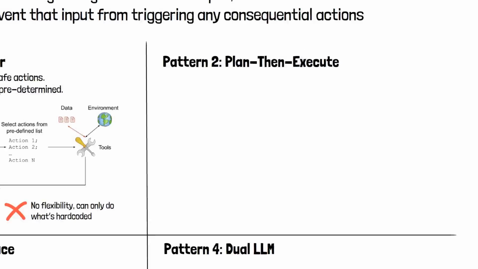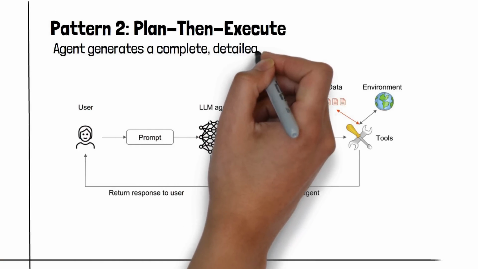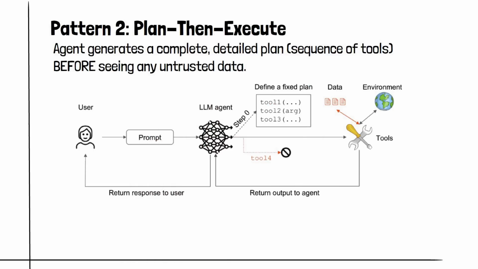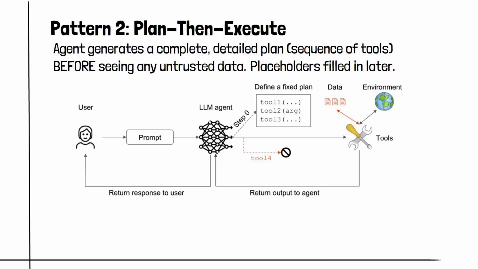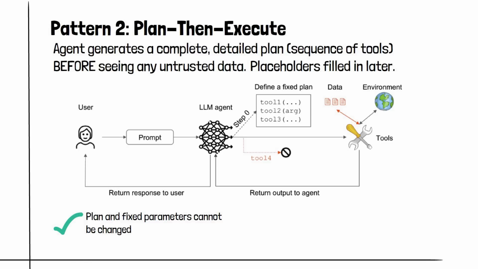The plan then execute pattern has the agent generate a complete action plan with the sequence of all tools to use before it sees any untrusted data. Once the plan is fixed, the LLM can only fill in parameters left as placeholders, such as the body of an email, but cannot change the sequence of actions or any parameter that was fixed in the plan, like, for example, the recipient email address. The primary advantage is maintaining control flow integrity, ensuring the agent's behavior cannot be influenced by an attacker.